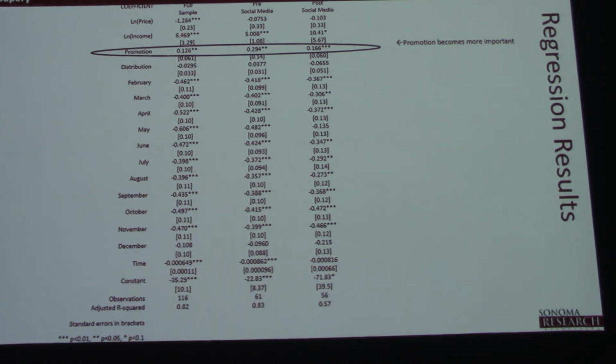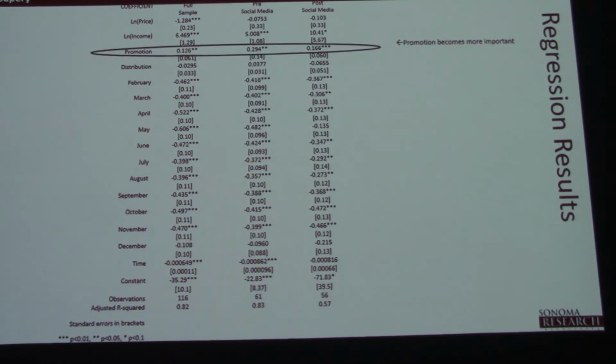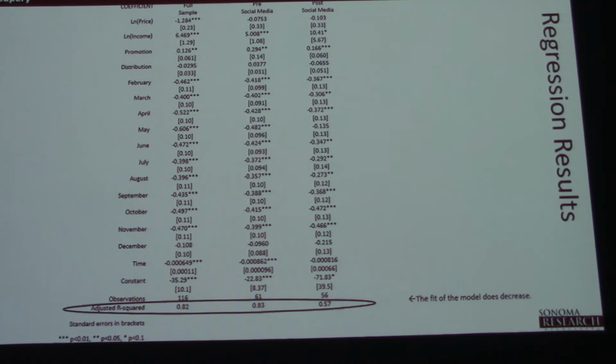So, yeah. Distribution was really not important. It's not significant across there, but we saw that distribution was actually declining over the entire data set. And distribution didn't change at all, so it wasn't much more significant. The R-squared does go down, so the fit does decrease, although visually you wouldn't think that. When we look at those regressions, it looks just as good before as it does after.